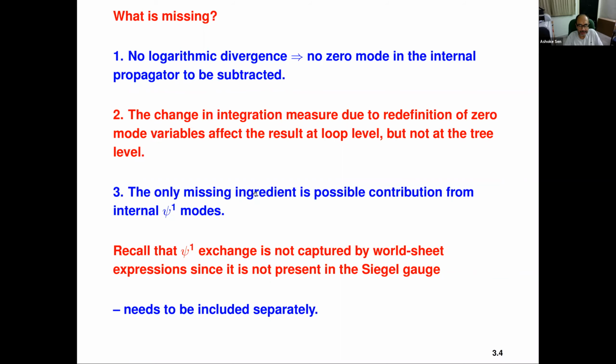So the only missing ingredient is the possible contribution from the internal psi 1. Remember, as we have emphasized, psi 1 is an extra mode that we have to add because you don't see this in the Siegel gauge. Because it's an out of Siegel gauge mode, the psi 1 exchange is not captured by the worldsheet expressions, because the worldsheet expressions really arise after you do the gauge fixing in the Siegel gauge. So this contribution has to be included separately. And that's what we are going to do now. We are going to show how to include the psi 1 exchange contribution to the amplitude.